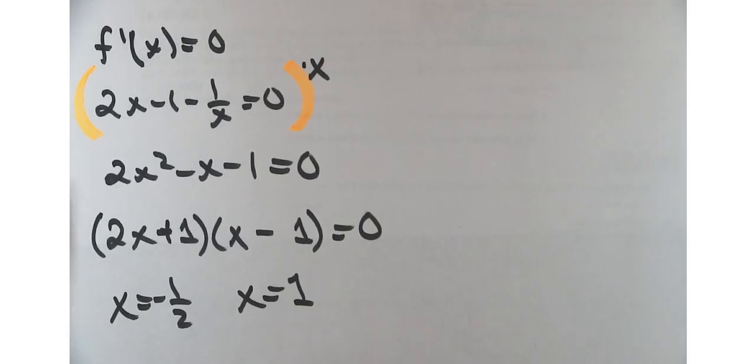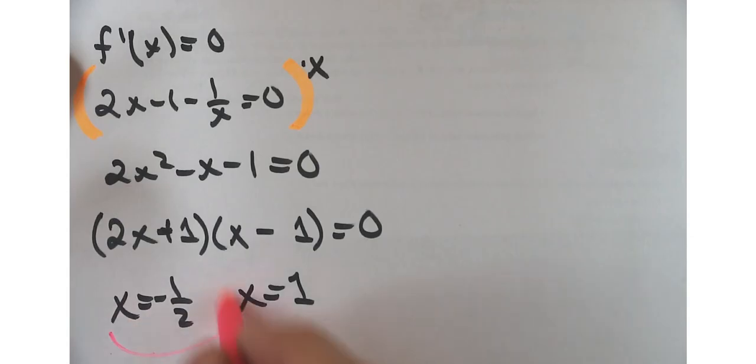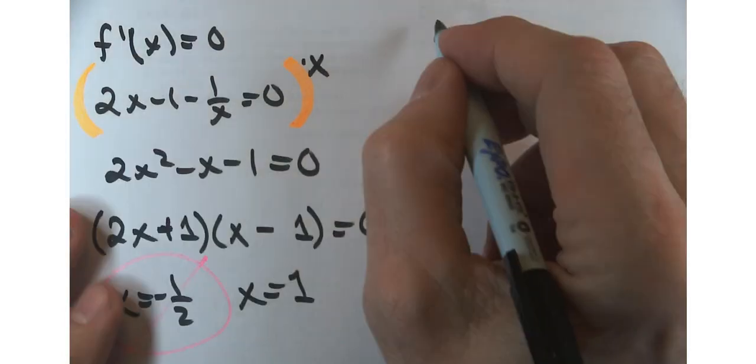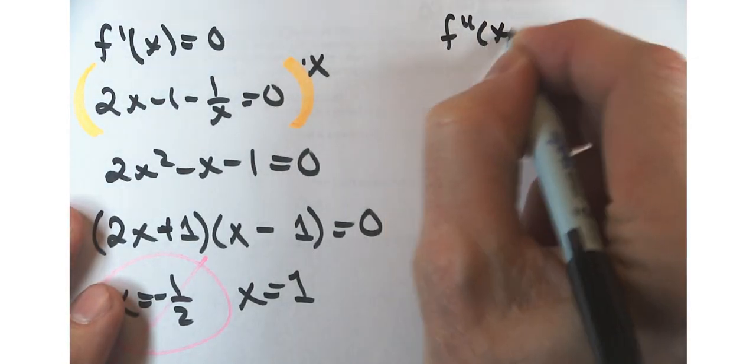By the way, can anyone tell me something about this? Somebody said it here. Whispered it maybe. We could ignore -1/2. Why is that? Yeah, it's not part of the domain. Thank you. So it's not part of the domain. We'll ignore that one. Let's work with f double prime of x equals 0.